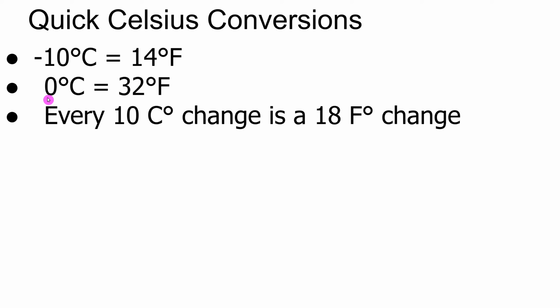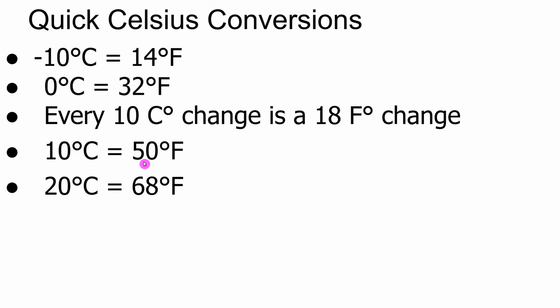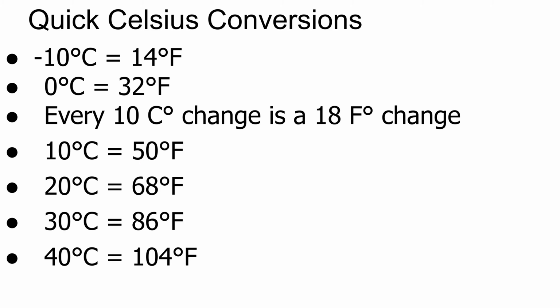So 0 degrees Celsius equals 32 degrees Fahrenheit. The next 10 degrees Celsius equals 50 degrees Fahrenheit. Every time you go up by 10 degrees, you're going up by 18 degrees. So the next should be 20 and 68. 20 degrees Celsius, 68 Fahrenheit. 30 Celsius, 86. 40 is 104. 50 is 122. This is what I'm talking about with the tens.